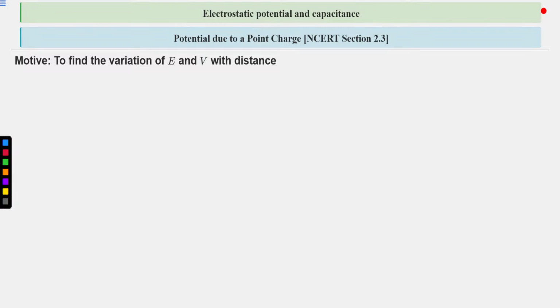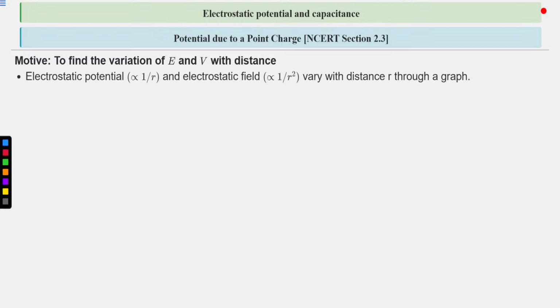Now, what is our motive? To find the variation of E and V with distance. We have already seen the variation of E with distance, and now we are comparing it with potential. Electrostatic potential is directly proportional to 1 by r according to the equation. And the electrostatic field is q by 4 pi epsilon naught r square, so the electrostatic field is inversely proportional to r square. Both vary with distance: the electrostatic field varies with the inverse square law, and the electrostatic potential is proportional to 1 by r.